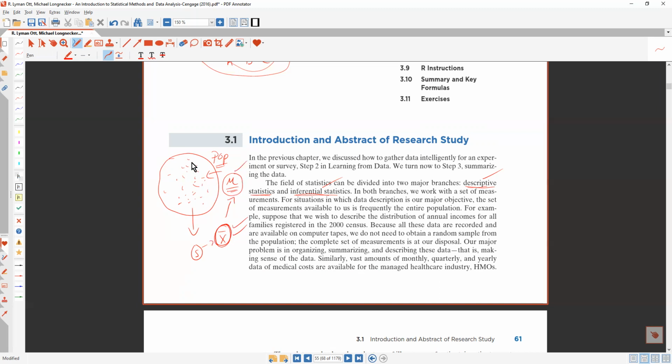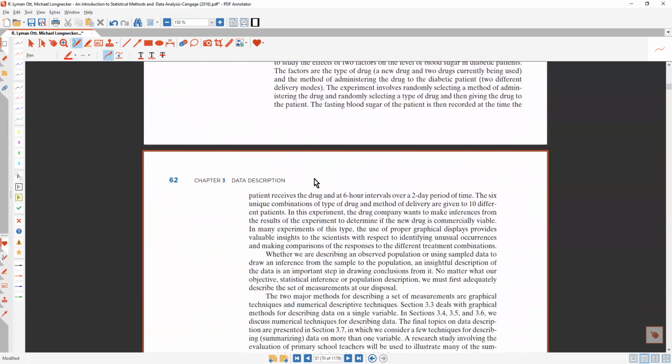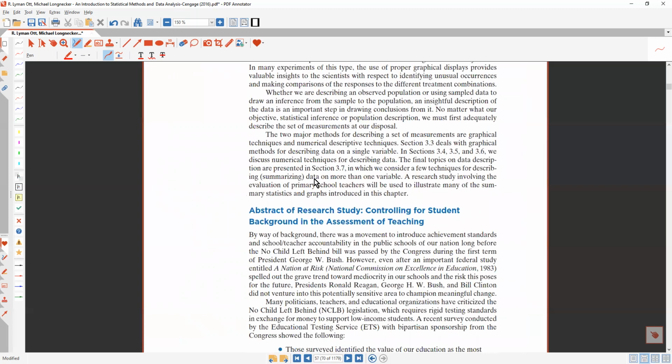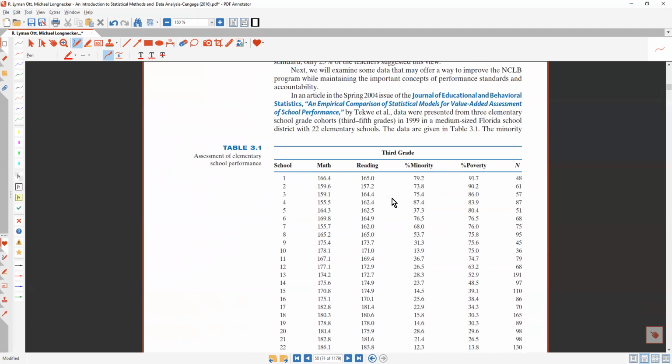So if I don't have the population and I'm gathering sample data, we often want to use that to infer something about those population figures. So that's where we're into inferential statistics. That's an important distinction to make. And you could read the book examples here, give more examples of inferential and descriptive. There's another good example there you can read up on.